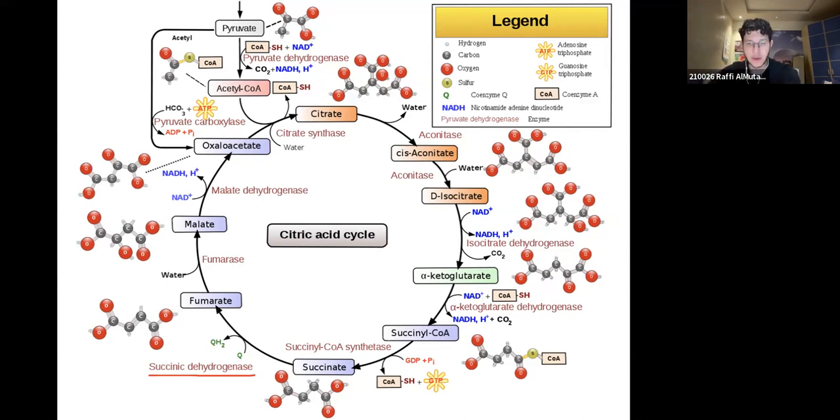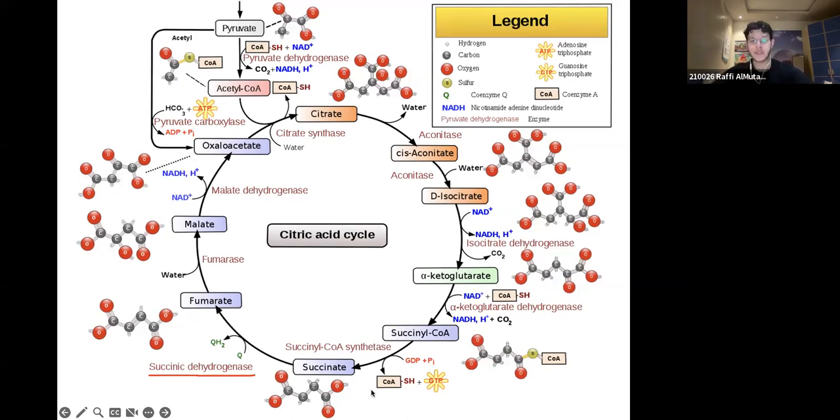This succinyl-CoA that we just made is going to make succinate by succinyl-CoA synthetase. The name of this enzyme, honestly, is very misleading. Yeah, this is succinyl-CoA synthetase. This step right here actually makes GTP. And GTP is used for energy. So this is an example of substrate level phosphorylation.